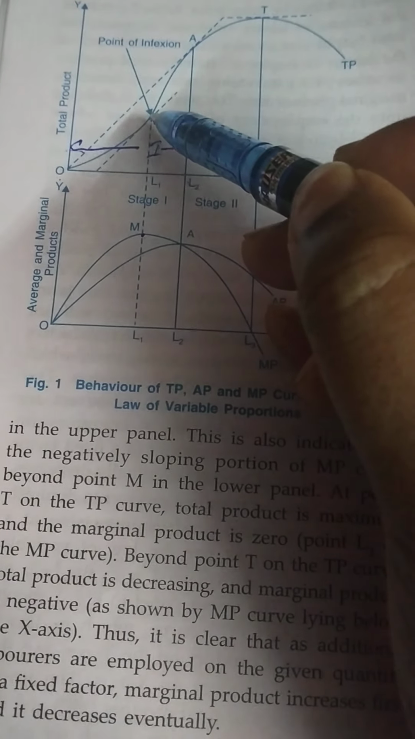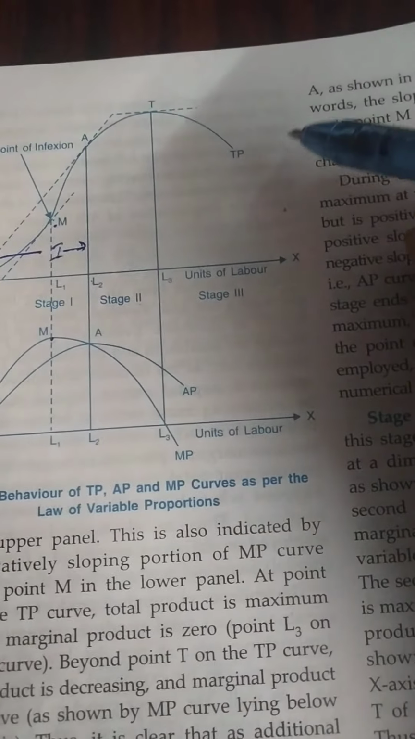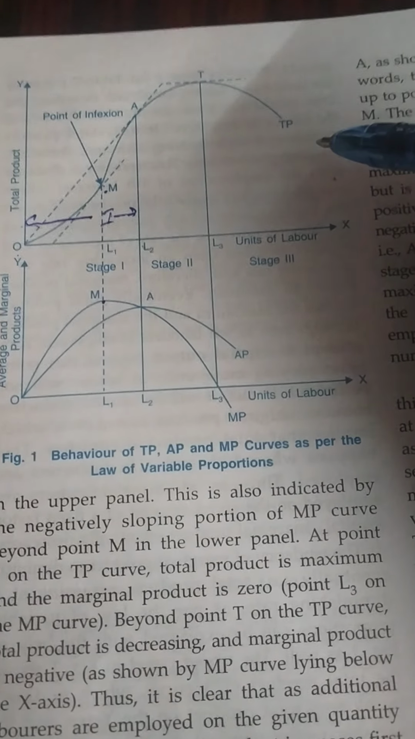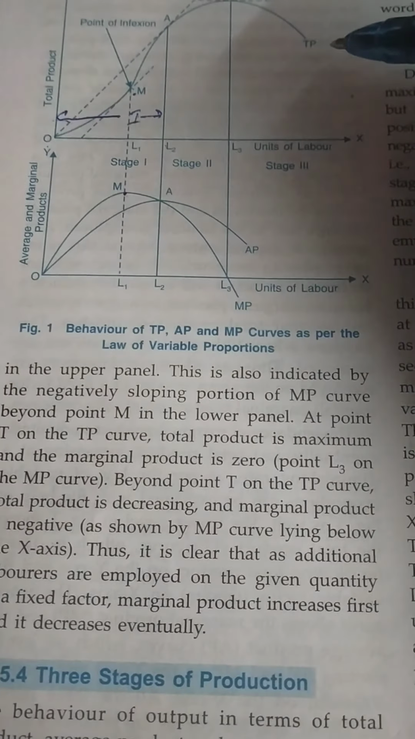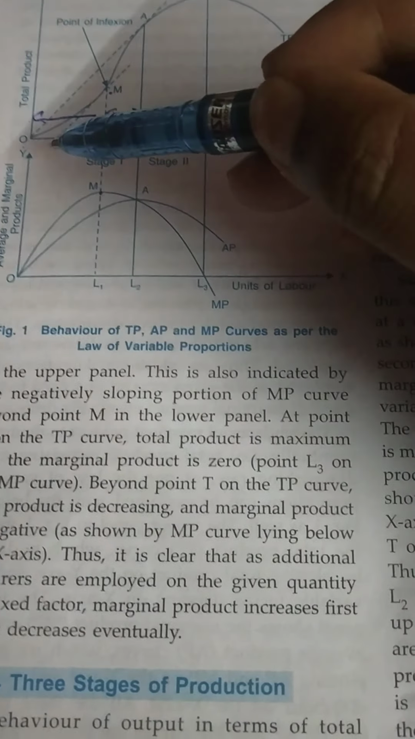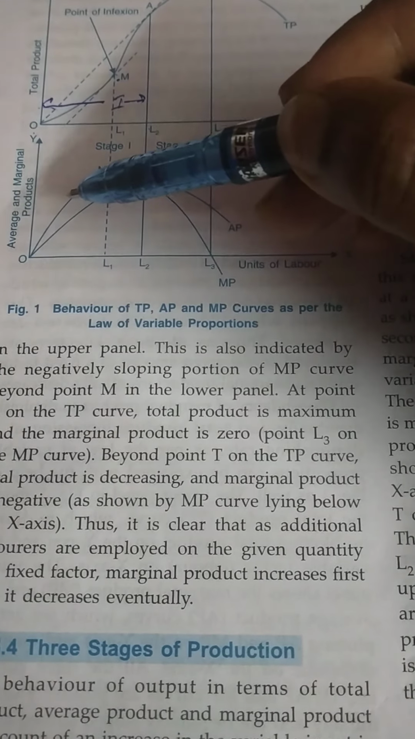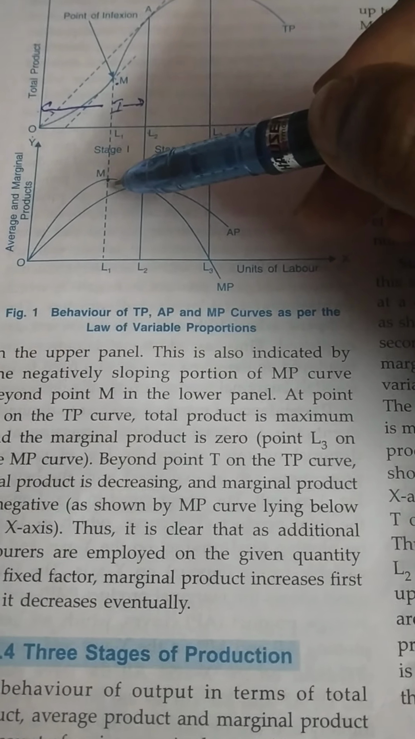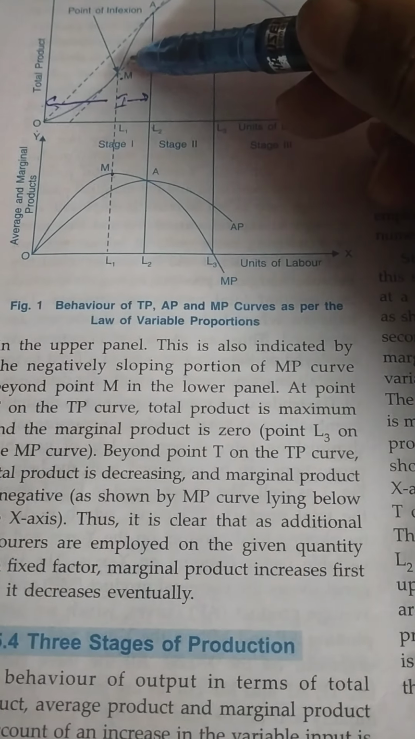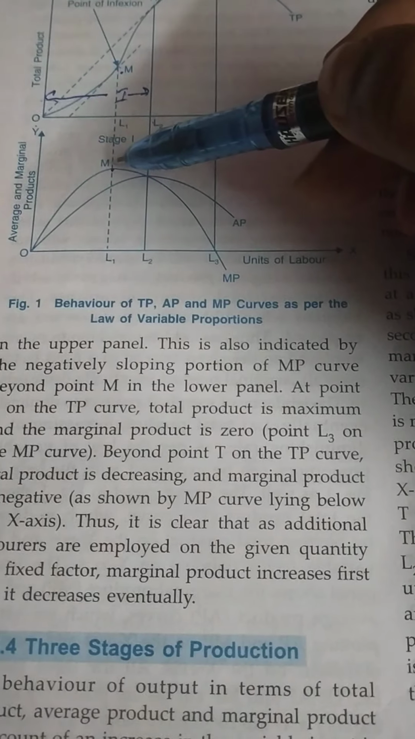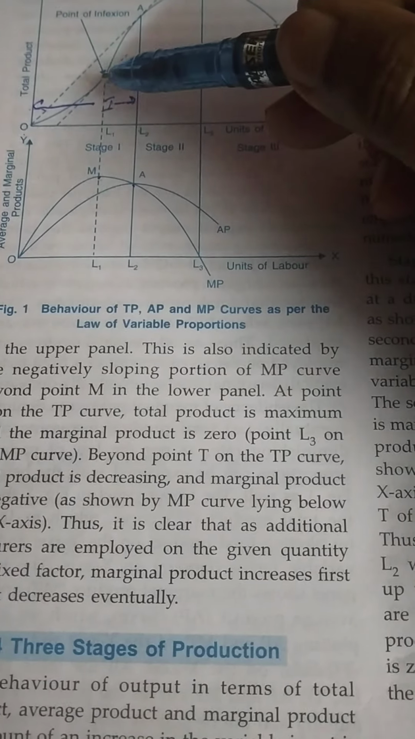So the point of inflection is the point where the TP curve changes its slope. And what is the slope of the TP curve? The slope of the TP curve is actually MP, because MP is equal to del TP by del L. So the MP curve is actually the slope of the TP curve. Now what happens during the first stage? During the first stage, as long as TP increases at an increasing rate, MP is rising. Then MP is maximum at the point of inflection. Beyond the point of inflection, TP increases at a decreasing rate, and the MP curve is falling.